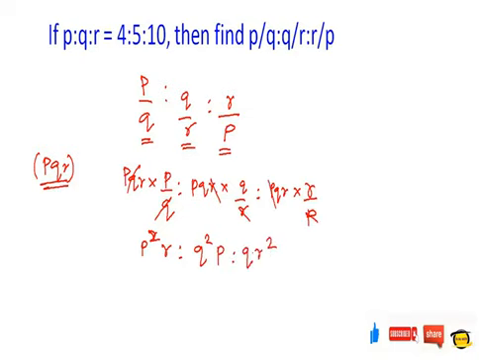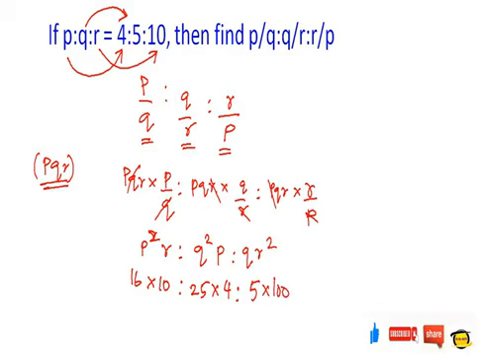So now it's going to be a very simple direct substitution. We know that from the question P can be assumed as 4, Q can be assumed as 5, R can be assumed as 10. So what is going to happen to the first part? P square is basically 16 and R is 10. So 16 times 10. Q square is going to be 25 times P is 4, and QR square. So Q is 5 and R square is going to be 100. Now let's try simplifying the terms.